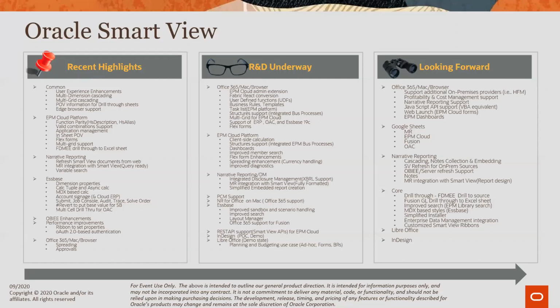So, lots of things you see under R&D underway. So things around multi-grid, structure support. So to bring in those structures and navigation flows that you see within there, the task list as mentioned, within Office 365, within the platform, dashboards, flex form enhancements, in the center column I'm looking at.